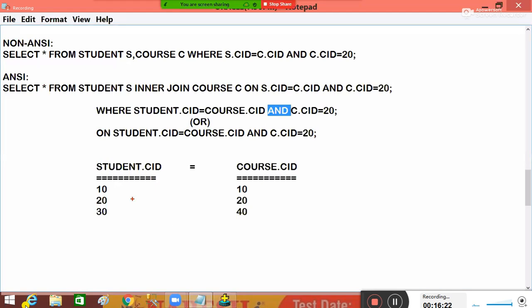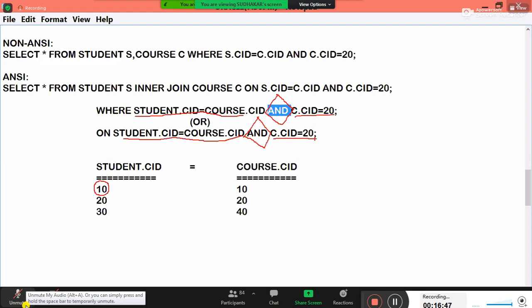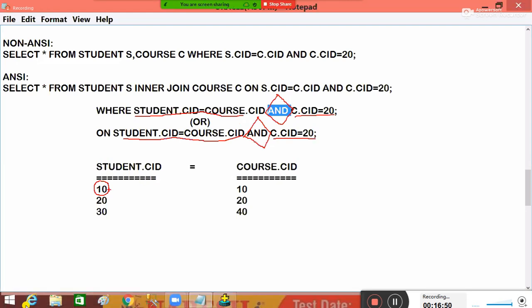I will go for the first row, single, so 10. Here two conditions are there. Up to here is one condition, guys. Carefully observe. This is one condition, and AND operator. This is also the AND operator, and this is the second condition. Let you see the first condition I'm checking now: 10 is equals to 10. My first condition is true.